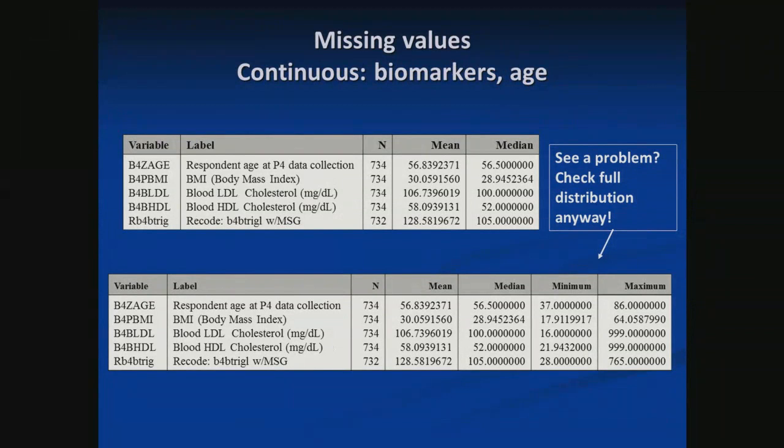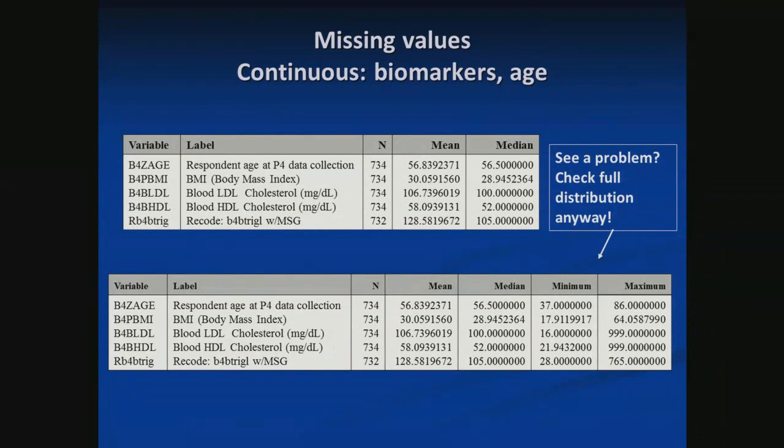Now let's look at the values themselves. So people can be ages 37 to 86, okay. BMI of about 18 to 64. 64 is pretty high, but I guess it can happen. Okay, how about LDL? 16 to 999. This is weird. Something looks really weird. There's a ceiling. HDL, 9999.